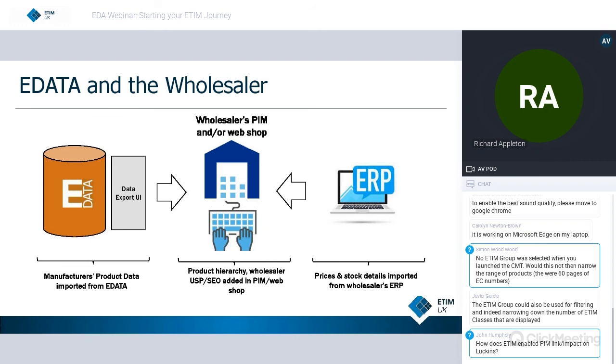Those wholesalers who are more advanced in their digital journey may have more than one. So they might have a B2B site for their account customers, a B2C site for casual customers, and perhaps a number of punch out sites for specific large industrial customers or something like that. And all of that could be fed from this PIM system, which in turn is being fed by EDA, which in turn is where you as the manufacturer are uploading your ETIM data.